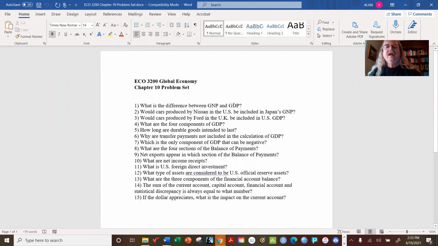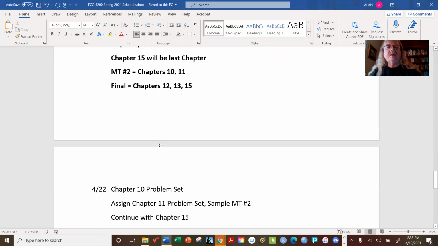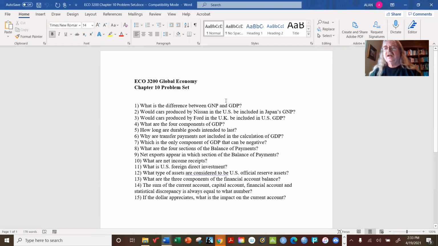So we'll do that. And then in the meantime, I'll post a problem set for chapter 11, and there will be a sample midterm number 2. And we can start working next week, at which time we can then do the second midterm.